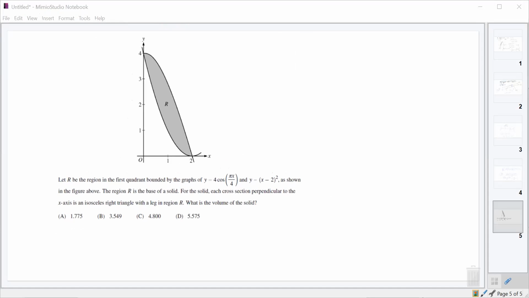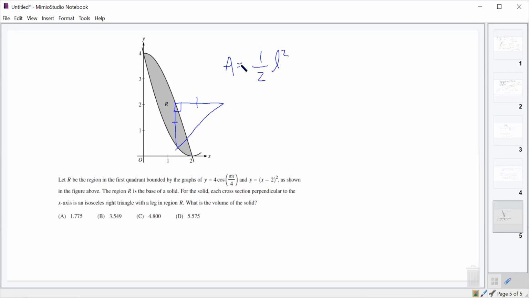So we've got two functions, 4 cosine pi x over 4 and x minus 2 squared. Region R, shaded between them, is the base of the solid. Cross sections are isosceles right triangles with one leg in region R, perpendicular to the x-axis. So there is my isosceles right triangle. What is the area of a right triangle, or of any triangle? It's 1/2 the base times the height, or 1/2 just this length across this region squared.